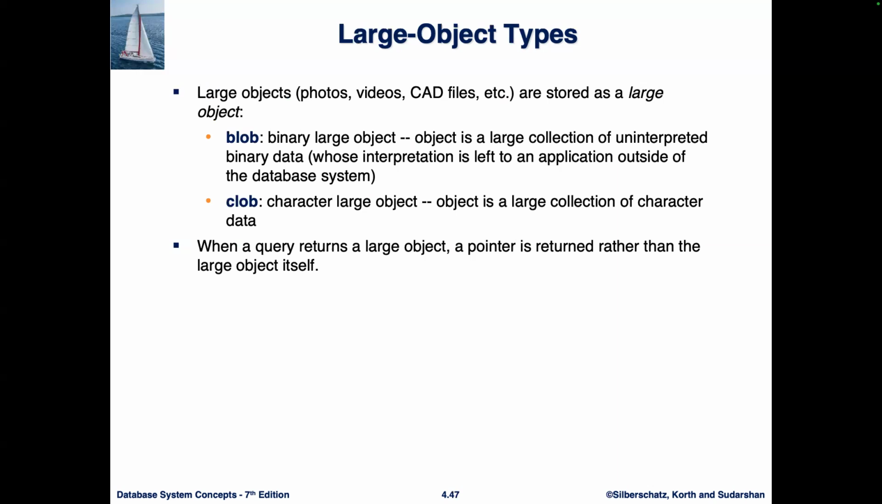The database doesn't interpret the data in a blob, it's just raw binary data, and the application outside the database handles it. Clob is a character large object. A clob is used to store large collections of character data like long documents or text files. When you query a large object, the database doesn't return the entire file. Instead, it returns a pointer to the object. The application uses the pointer to access the data.